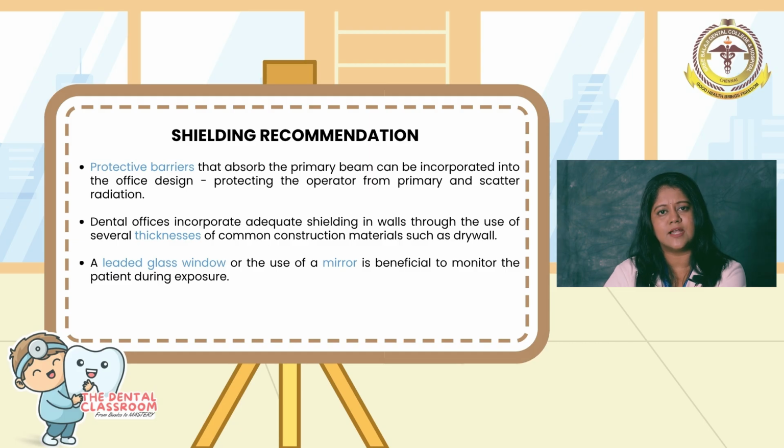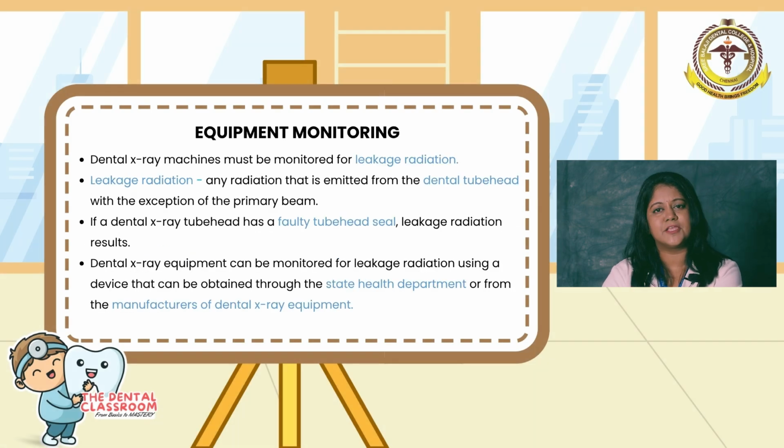Now moving on to shielding recommendations. Protective barriers that absorb the primary beam can be incorporated into the dental office design, which protects the operator from the primary and the scatter radiation. Also, dental offices should incorporate adequate shielding in the walls through the use of several thicknesses of common construction materials such as drywall. Next, a leaded glass window or the use of a mirror is beneficial to monitor the patient during exposure.